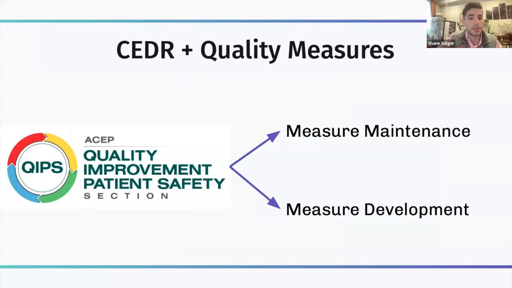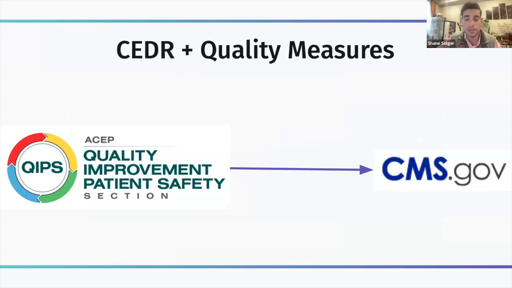So ASAP's Quality Patient Safety Committee has a working group for the measure development and maintenance, which works to update existing measures and propose new ones. Because CEDAR is a certified vendor of CMS, it gets to submit these new quality metrics or changes to old ones directly to CMS.